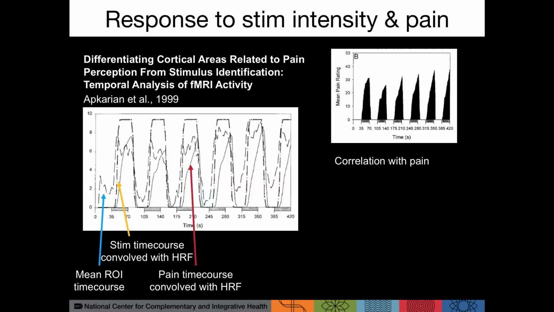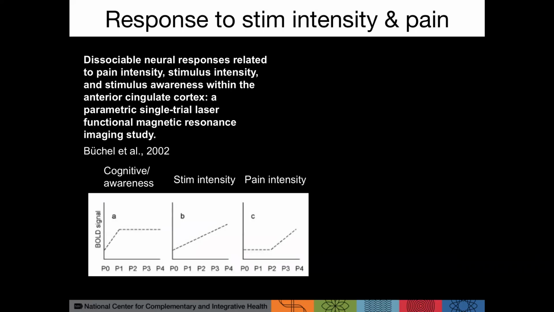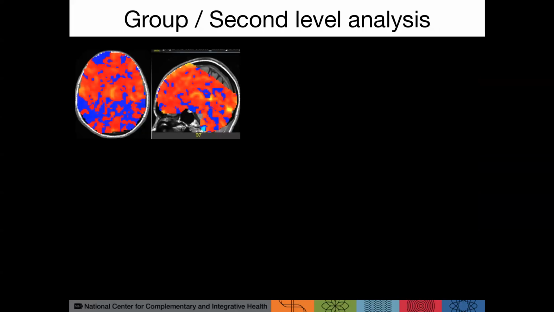So this is an early study from Vania Apkarian looking at modeling the stimulus versus modeling the subjective pain. And Christian Büchel modeling different types of responses in the brain and coming up with different solutions in terms of whether the cingulate is tracking stimulus intensity, pain intensity, or just knowing that the stimulus is on. So you can use this general linear model to pit different types of responses against each other.